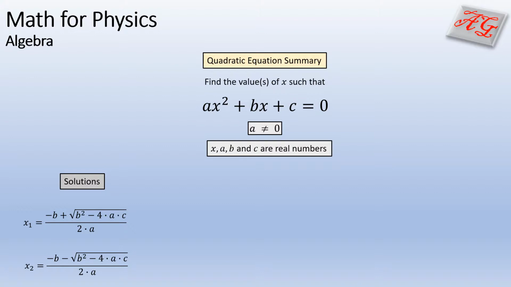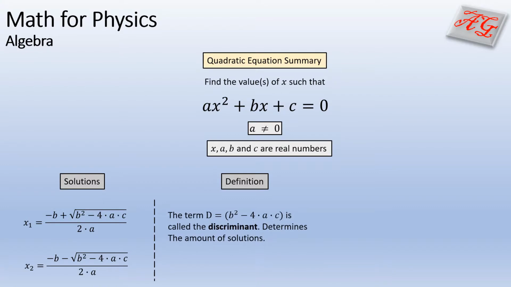Now, we have seen that in some cases there are no solutions, so we want an easy method to determine if there are any solutions, to not bother making all the calculations. And there is a way, but let's first define what the discriminant is. The discriminant of the quadratic equation is defined as the b squared minus 4 times a times c term. And this term will determine the properties of the solutions.